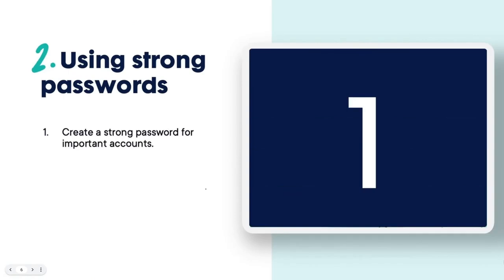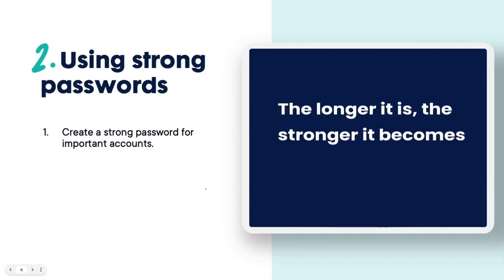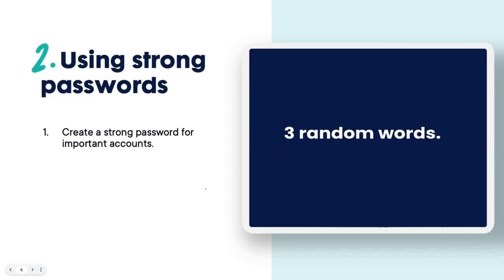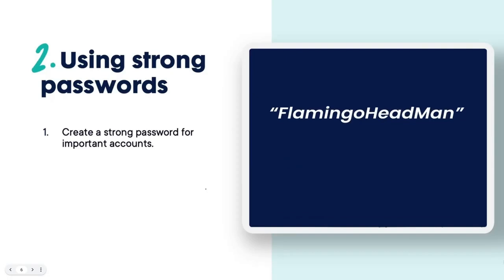1. Create a strong password for important accounts. Weak passwords can be hacked in seconds. The longer it is, the stronger it becomes, and the harder to hack. Make yours strong by using a sequence of 3 random words. You can make it even stronger with special characters. So, Flamingo Headman could be 42 at Flamingo Headman.